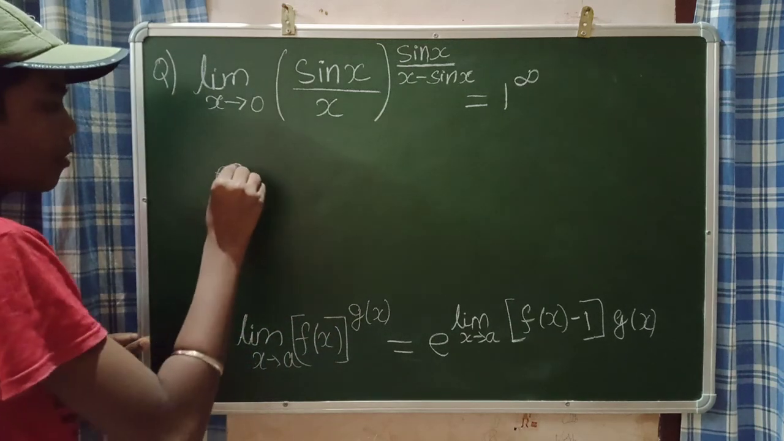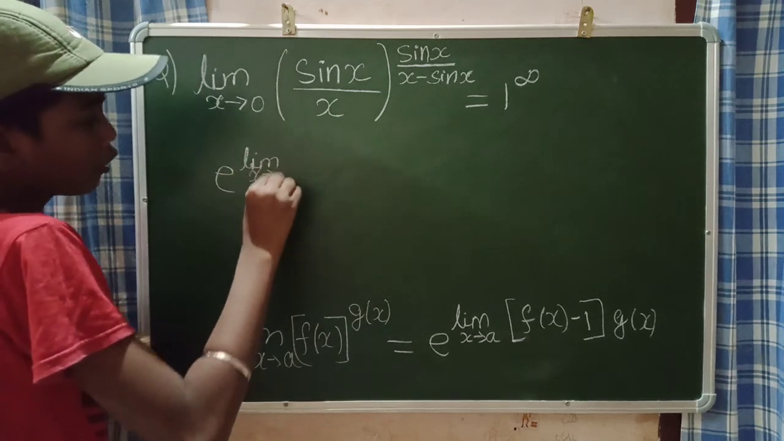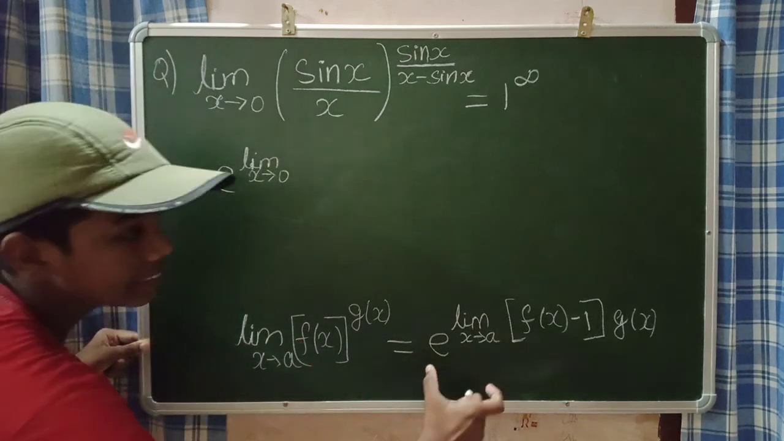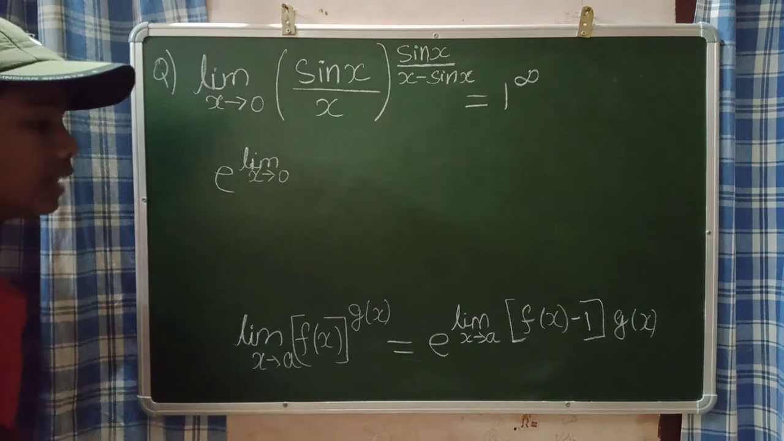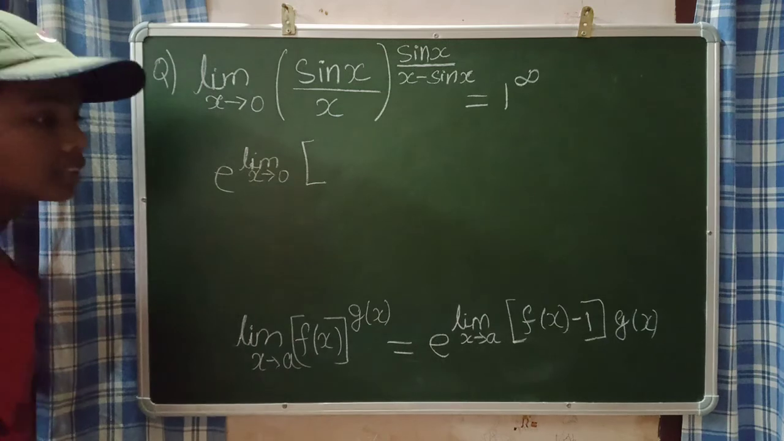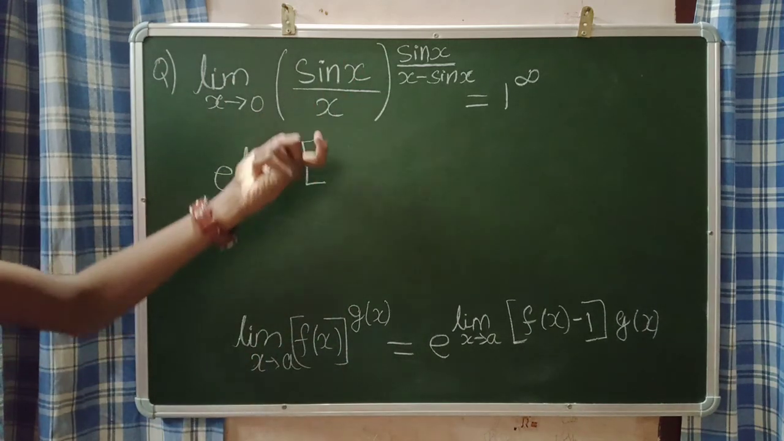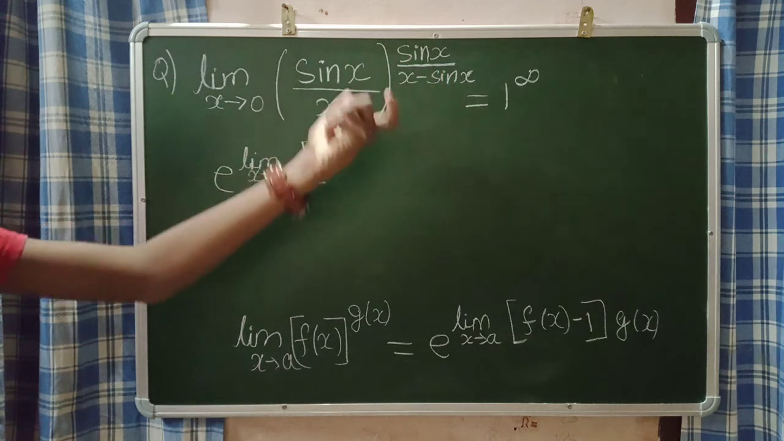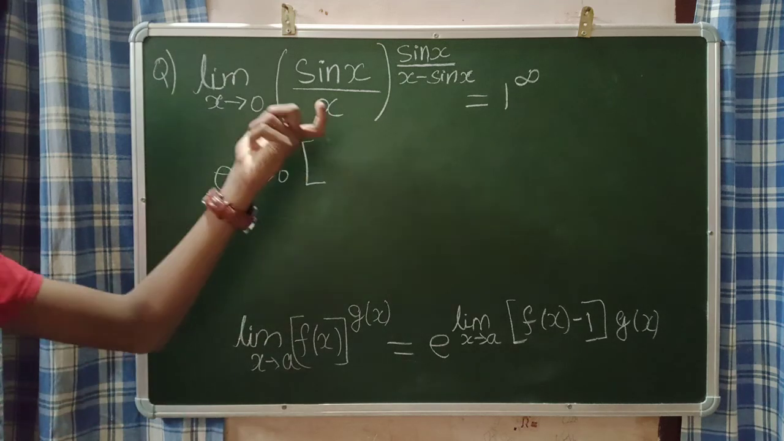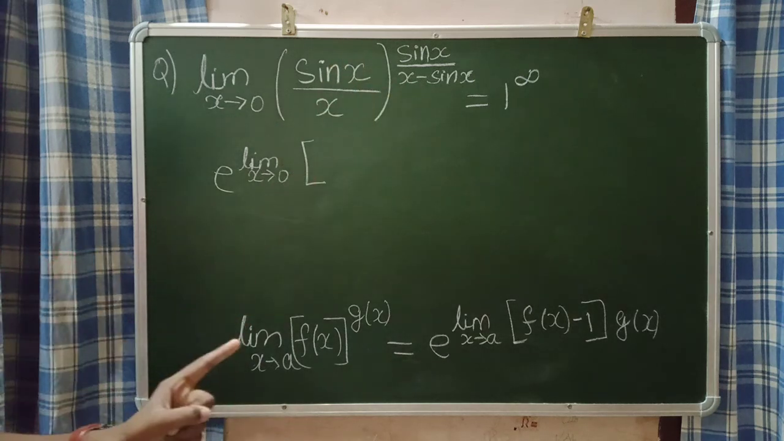Now using this method of solving 1 to the power of infinity, I would solve this by e to the power of limit of x tends to 0, because x also tends to the same value. When using the formula, f(x) minus 1 into g(x), in this limit your f(x) is sin x divided by x and your g(x) is sin x divided by x minus sin x. That's all, right? So f(x), the base, is sin x divided by x, and g(x), the power, is sin x divided by x minus sin x.